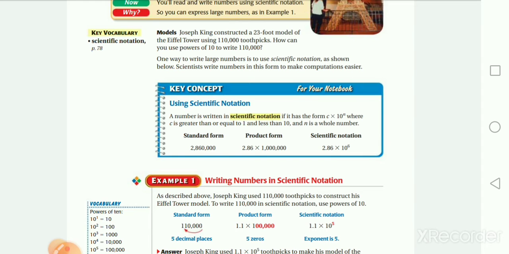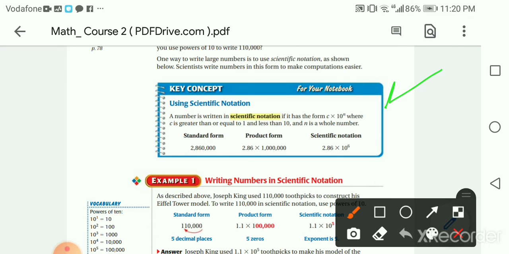Okay, I want you to write this down in your notebook as we used to do. Using scientific notation, a number is written in scientific notation if it has the form c times 10 to the nth power, where c is greater than or equal to 1 and less than 10, and n is a whole number.